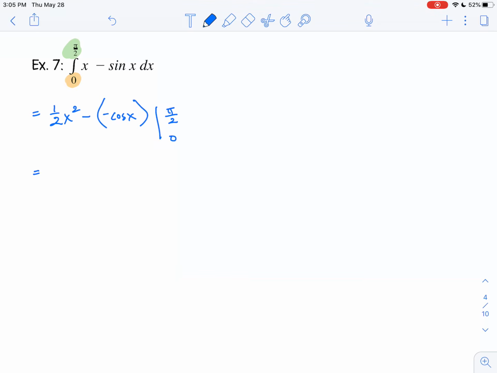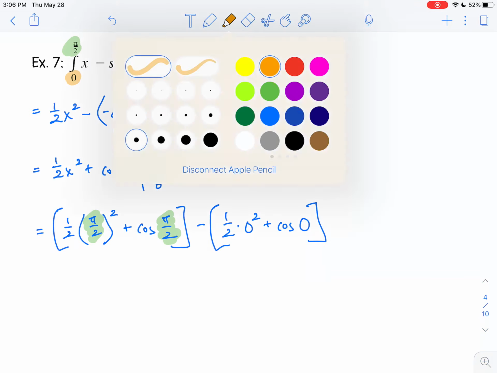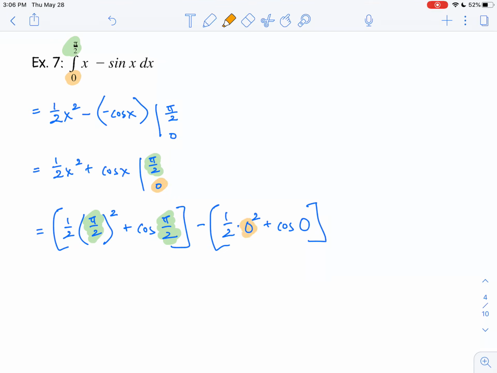All right, let's clean that up a little bit before we plug in our numbers. So we have 1/2 x squared plus cosine x, plugging in pi over 2, plugging in 0. First number I'm going to plug in is the pi over 2: 1/2 times pi over 2 squared plus cosine of pi over 2. So there's my b value, minus 1/2 times 0 squared plus cosine 0. And that is my bottom bound, or my a value.